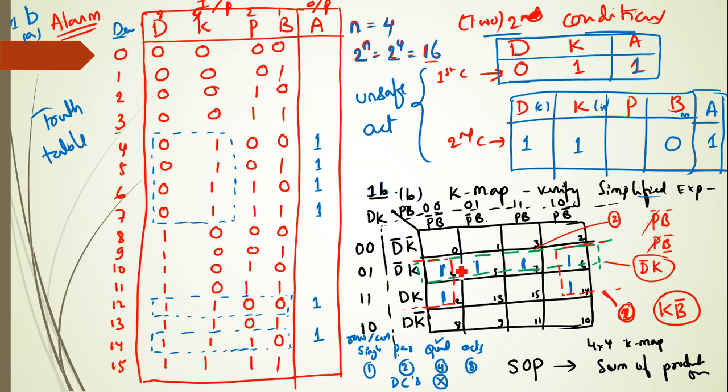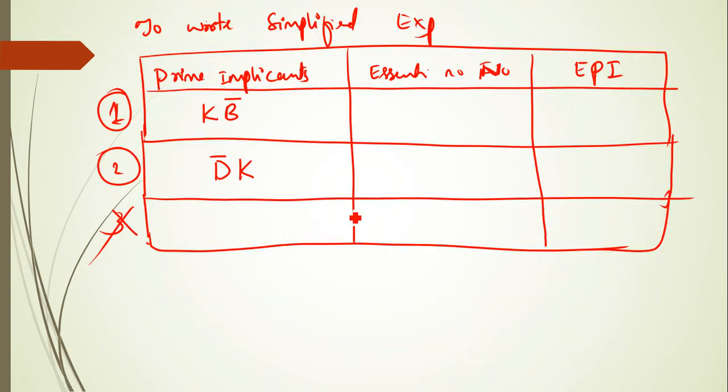See, here there is a common one. This one is common for the second group as well as the first group, and this one is common for the second group as well as for the first group. So we will not consider both of these decimal numbers, that is 4 and 6. We have to consider only 12 and 14, which are the essential numbers which are not mingled with any other groups.